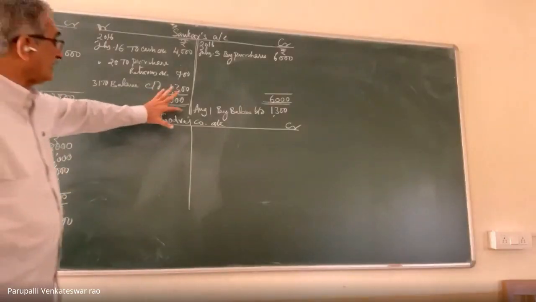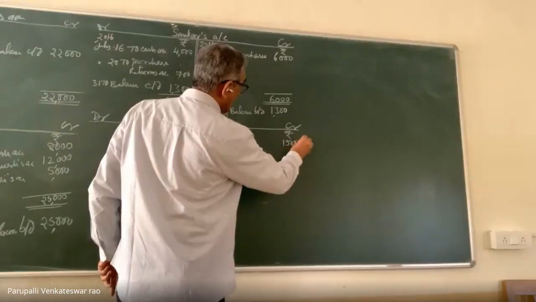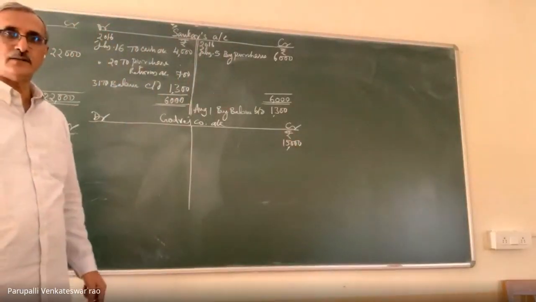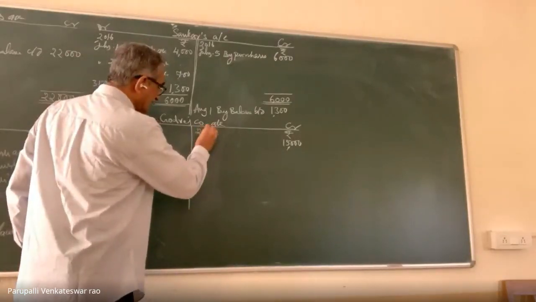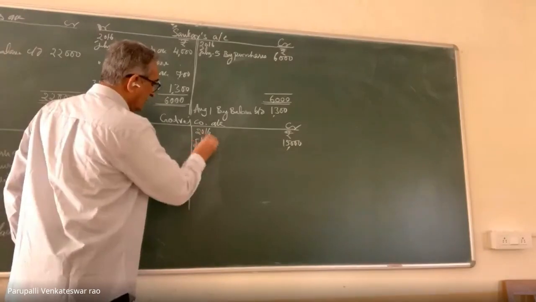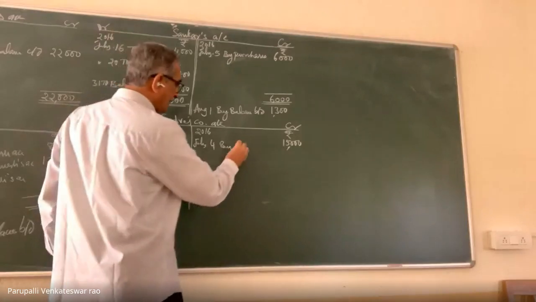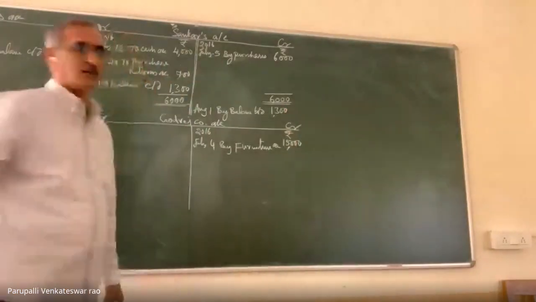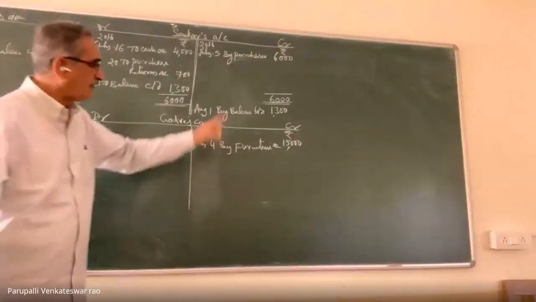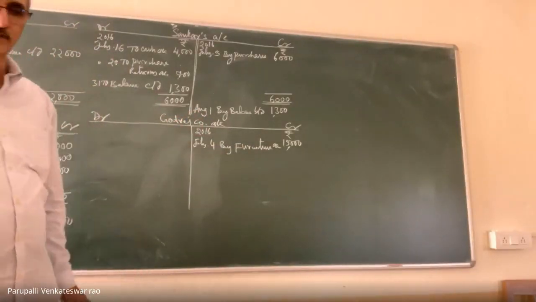Godrej company account is debited or credited? Credited. How much amount? 15,000. Record 15,000 on the credit side. On what day did it happen? 2016, July 4th, by furniture account, you write the other part of it. Furniture account 15,000. Clear? So the entry is furniture account against Godrej company account, 15,000. That's it. Over. So next one.